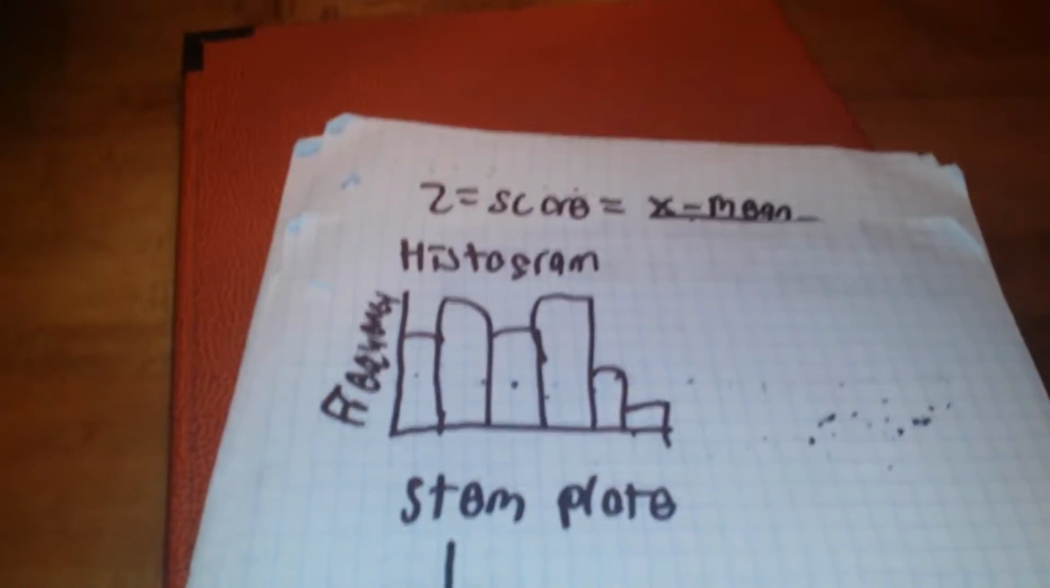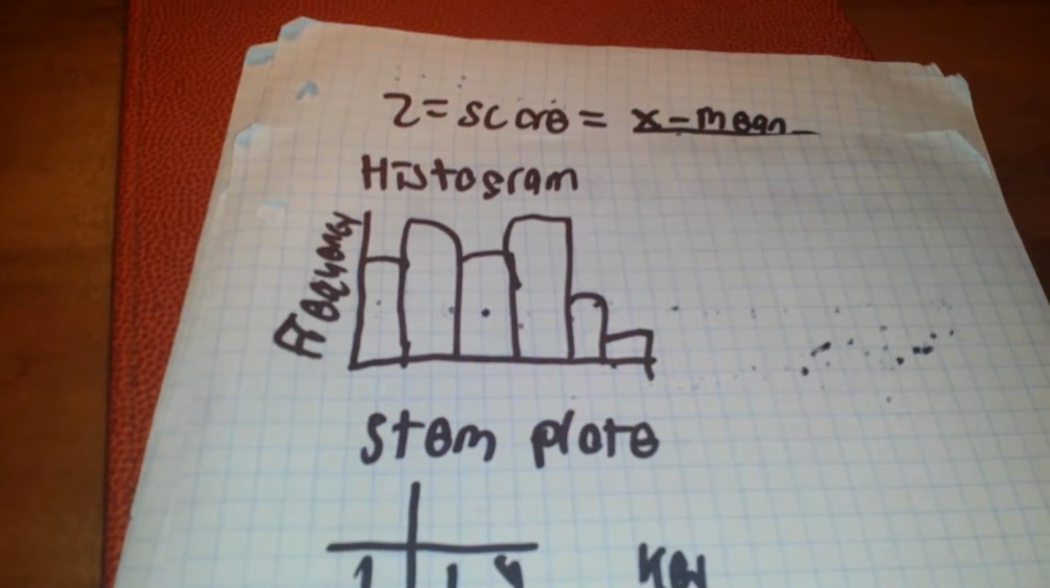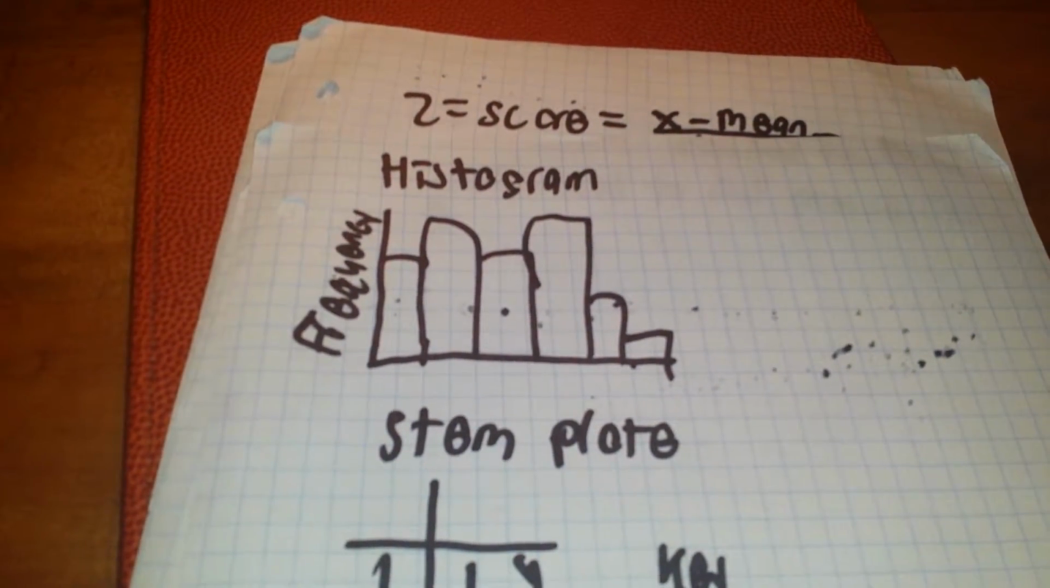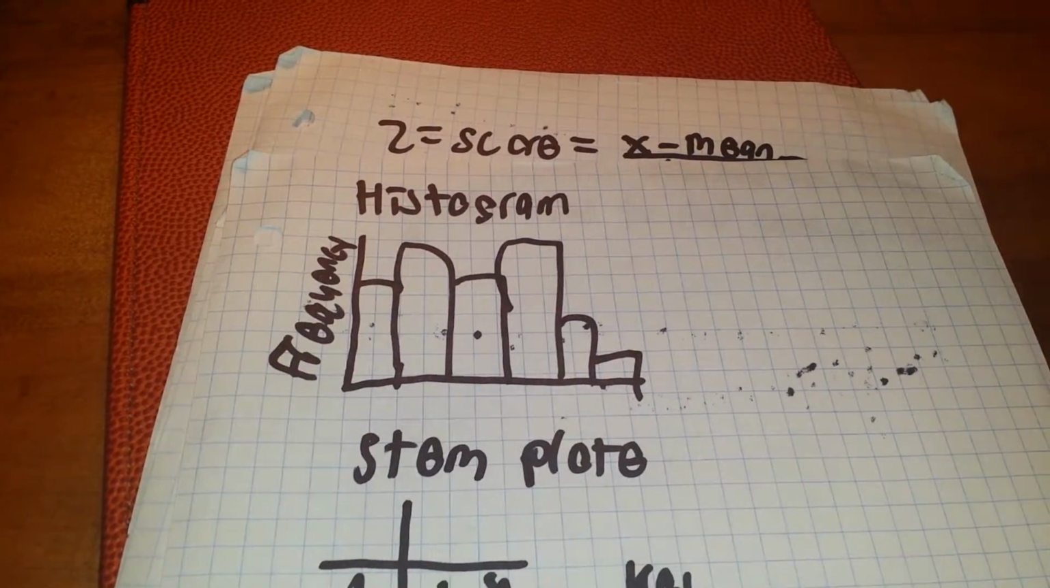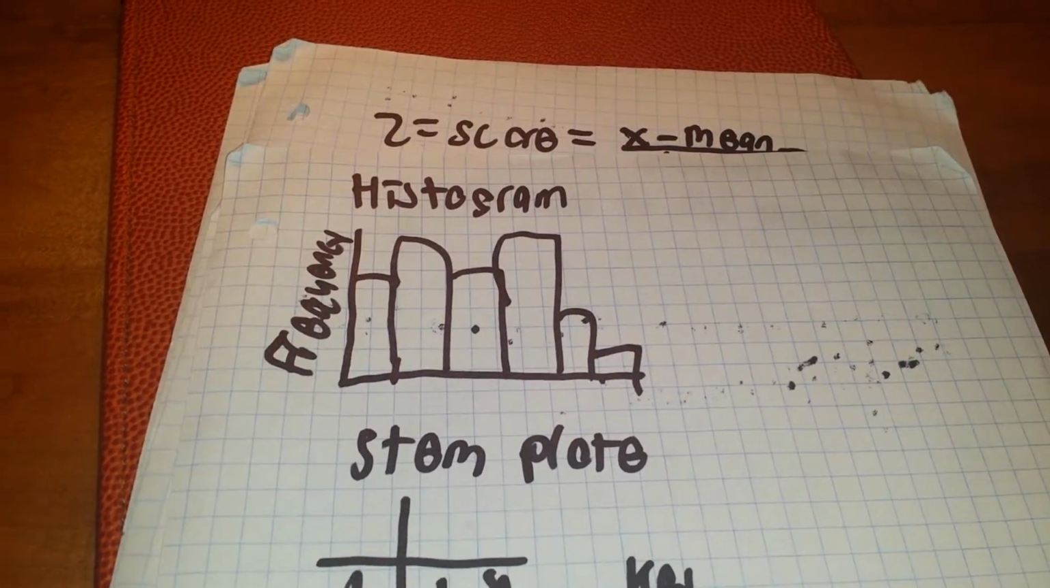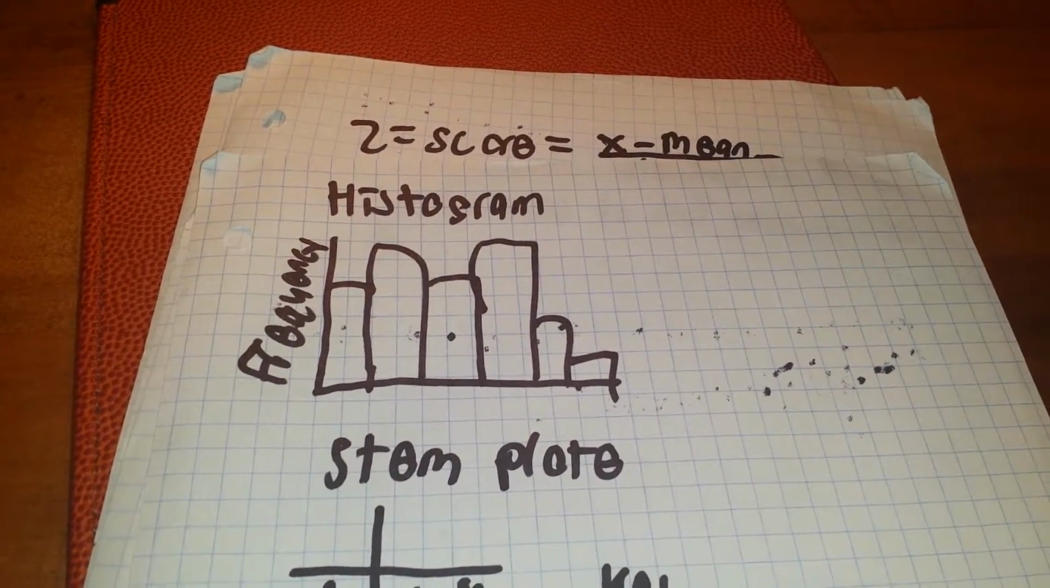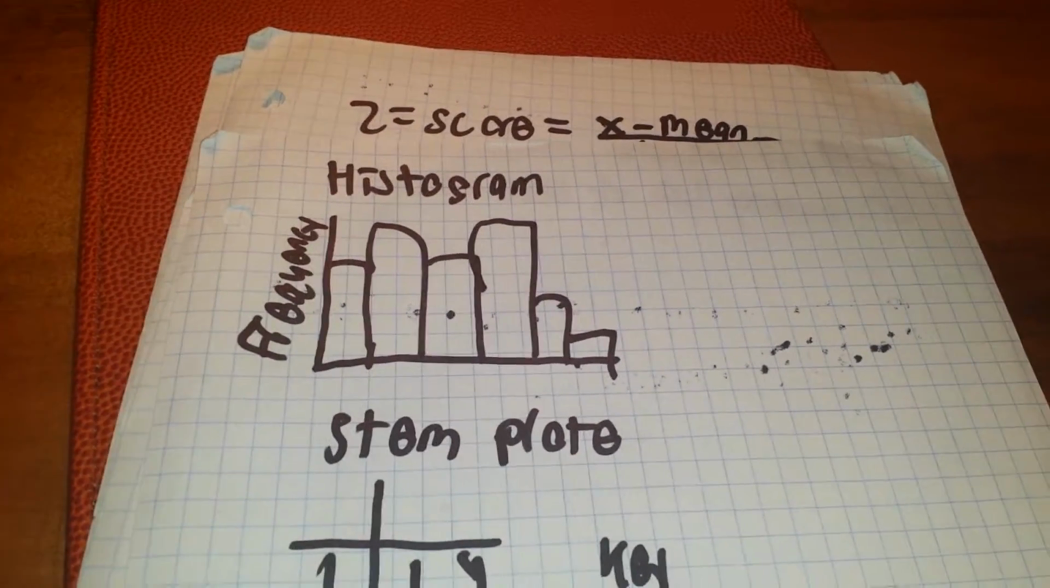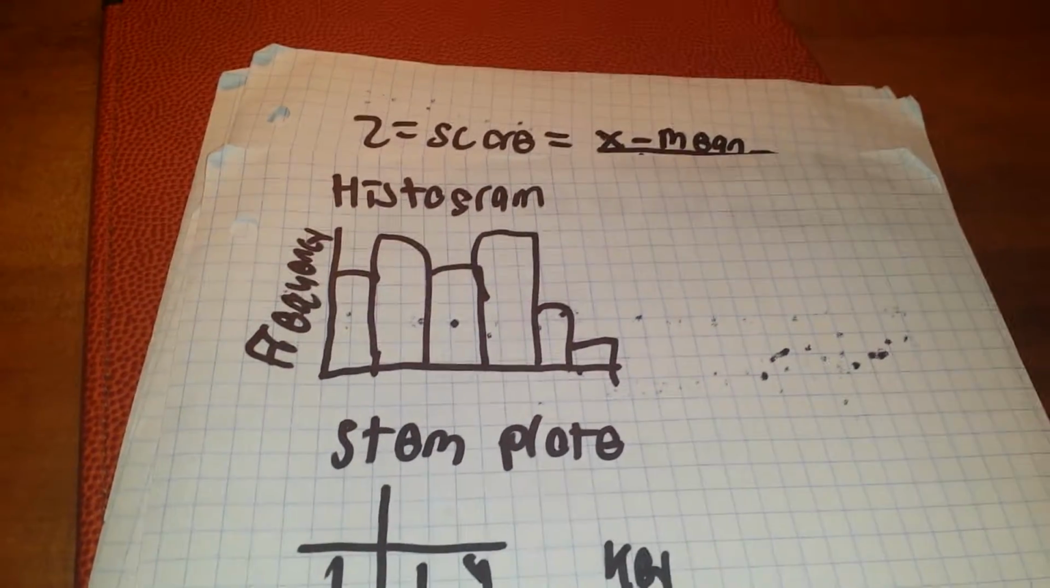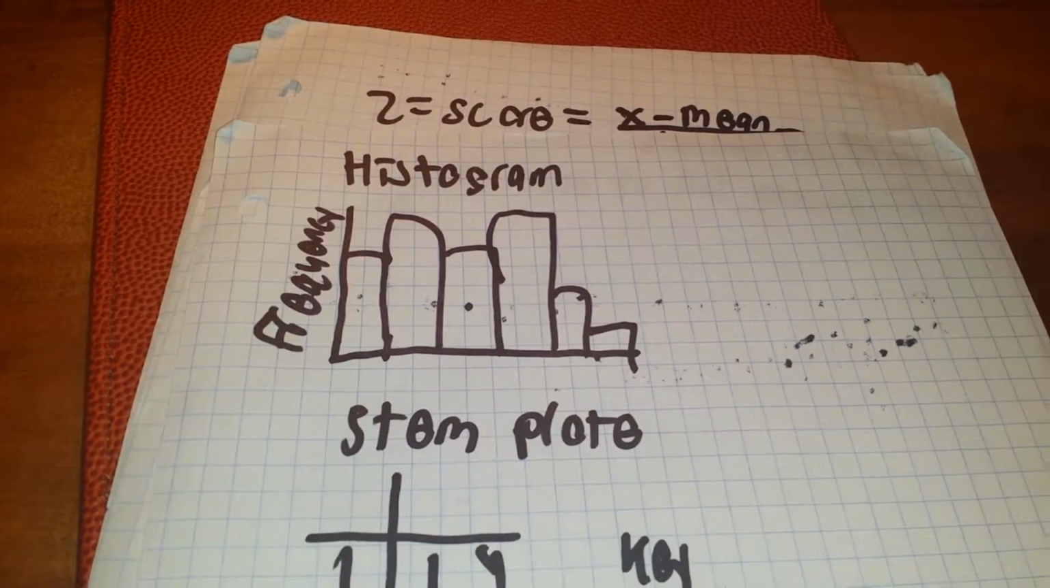Other ways to report a data set include a histogram. These look similar to a bar graph. On the y-axis, you will always have the frequency, and the intervals on the x-axis are typically the range divided by 7.